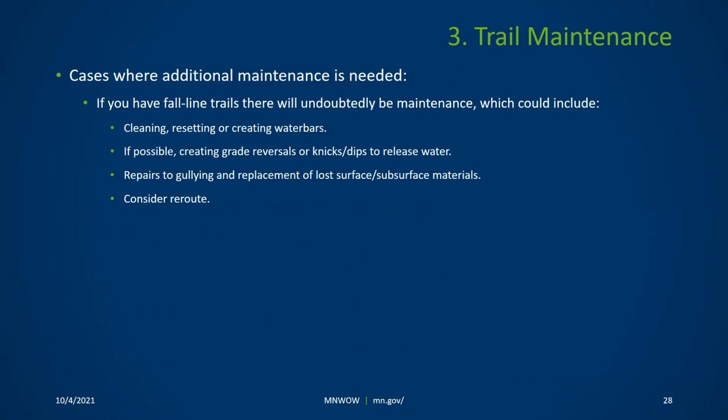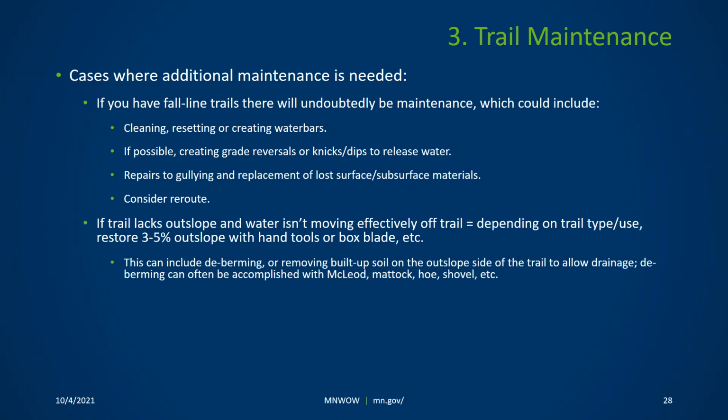A few cases where additional maintenance might be needed is if you have fall line trails. If you have those, you're undoubtedly going to be doing maintenance. So you might be cleaning and resetting water bars every month. If possible, you might want to try to do some grade reversals or create some nicks in there. You want to repair gullying, all the lost material, and you should constantly be thinking about rerouting those segments.